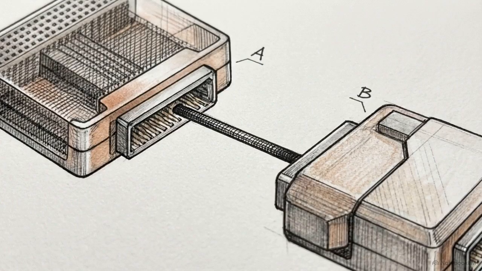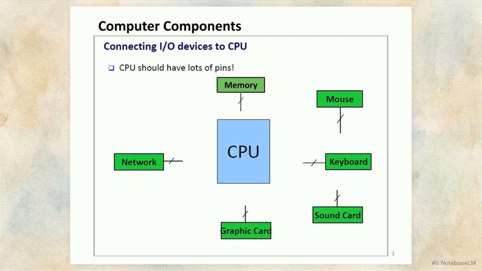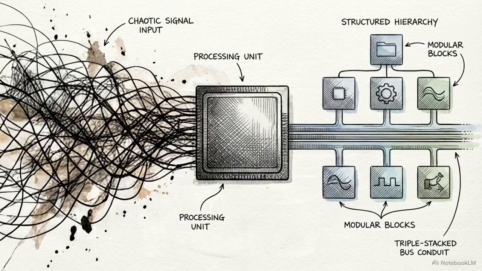If you were engineering a computer from scratch, the most obvious approach would be to use point-to-point connections, giving every single device its own dedicated wire routed straight to the CPU. This illustrates the failure of that approach. Connecting the CPU directly to memory, graphics, network, keyboard, mouse, and sound cards requires dedicated pins for each. Scaling up creates an exponential explosion of wires. The processor runs out of edge space, creating an unmanufacturable, tangled mess. Direct, dedicated connections physically fail at scale.